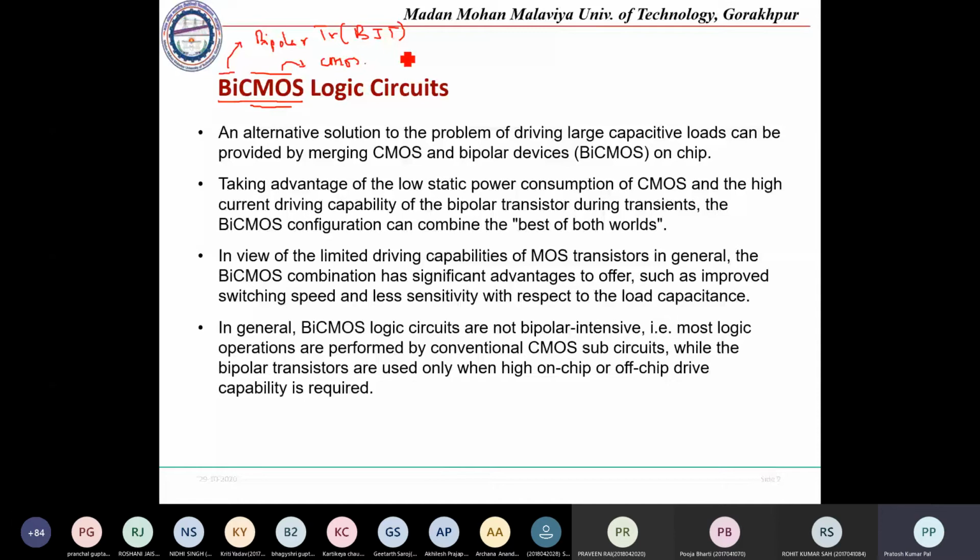In this case, we will see what the advantage of CMOS logic is. What is the advantage of CMOS logic? Yes, it has low power dissipation, high density, meaning high chip density basically, and high noise margin. So these are the basic advantages of CMOS logic. And what is the advantage of BJT? The advantage of BJT is high speed.